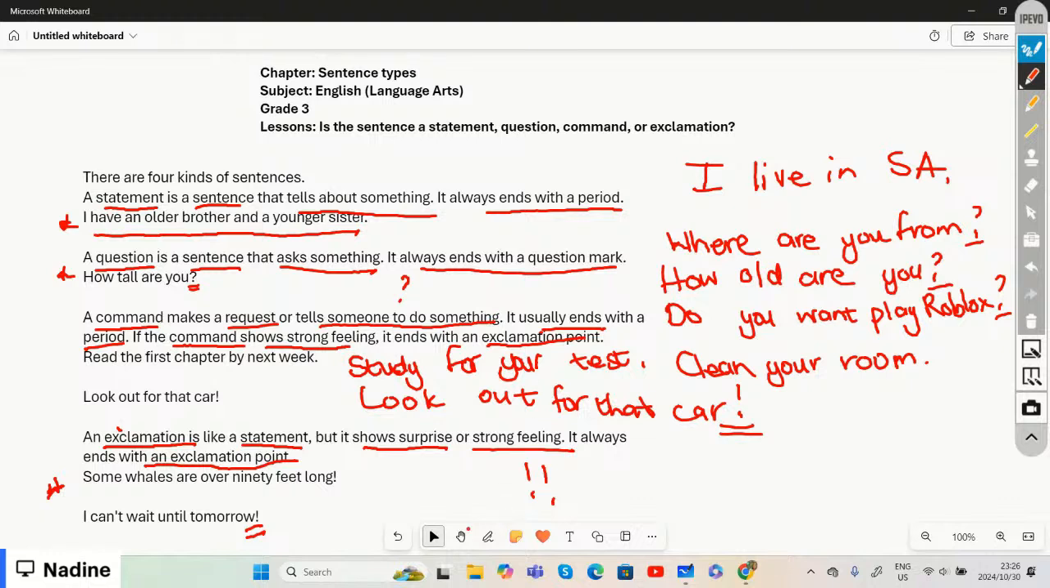All right. So these are our four different types of sentences. We said we have a statement, and a statement tells us about something, can be anything random. And a statement always ends with a period. Period, full stop, point. It ends with a period.